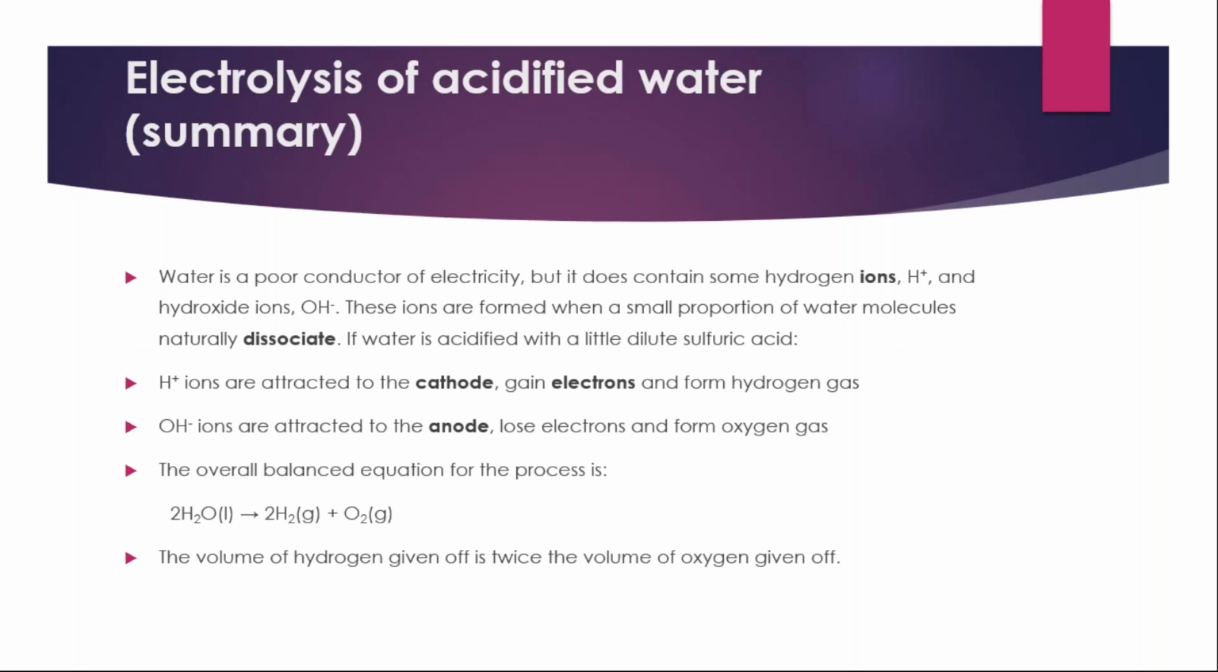Okay. So to summarize what we just talked about as far as the electrolysis of acidified water is concerned, we said water is a poor conductor of electricity, but it does contain some hydrogen ions and hydroxide ions. These ions are formed when a small portion of water molecules naturally dissociate. Water is acidified with a little dilute sulfuric acid. Hydrogen ions attach to the cathode, gain electrons and form hydrogen gas. Hydroxide ions are attracted to the anode, lose electrons and form oxygen gas. So the overall balanced equation for the process becomes 2 molecules of water yielding 2 molecules of hydrogen gas and a molecule of oxygen gas. The volume of hydrogen given off is twice the volume of oxygen given off, just as you can see: 2 molecules of hydrogen gas and 1 molecule of oxygen gas.